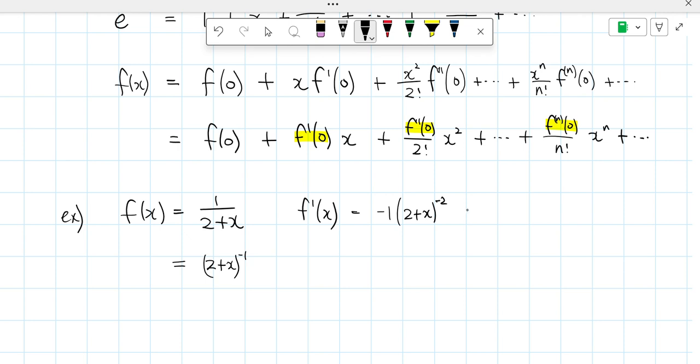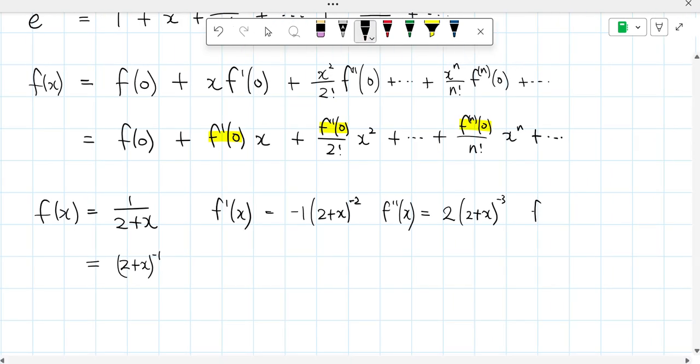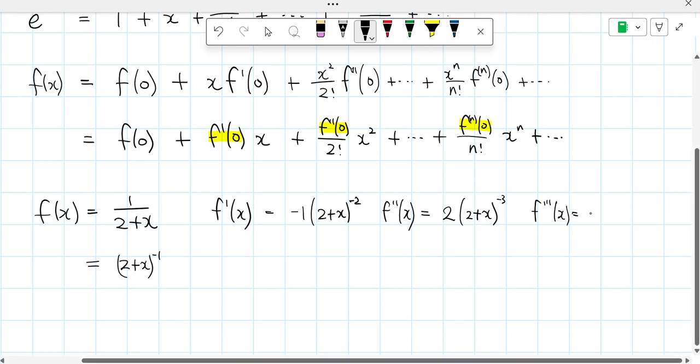What about second prime of 0? No, second prime of x. We can see that negative 2 times negative 1 is positive 2 now. 2 plus x, negative 2 goes down to negative 3. Can I do one more? Why not? F triple prime of x is equal to, then, negative 3 times 2, negative 6, (2 plus x) to the power of negative 4.